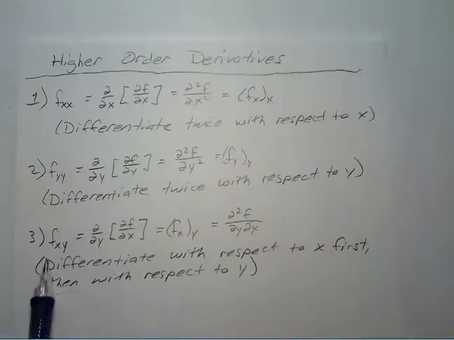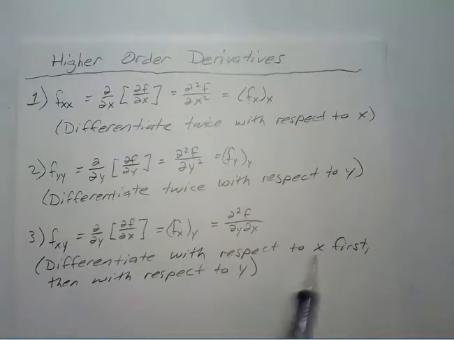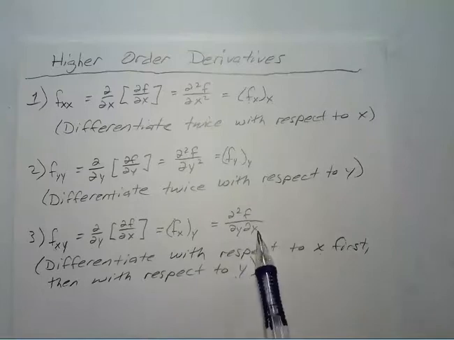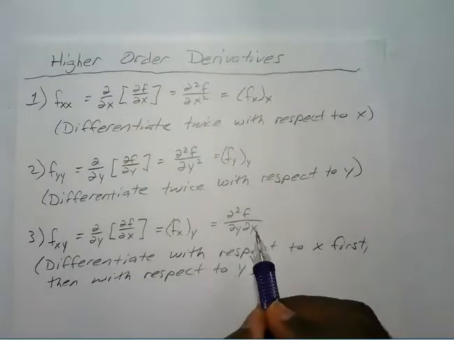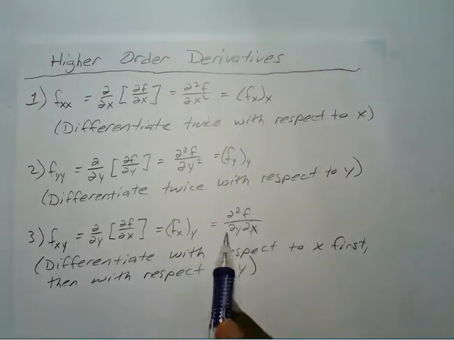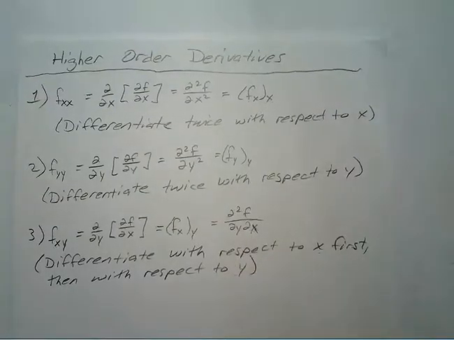Okay, now the thing that makes it confusing is that for this notation, you're going to go with x, then y, which is x first, then with respect to y. But in this notation, you're going to go right to left. So x, then y. Okay, so depending on how it's denoted, you're either going to go left to right or right to left.